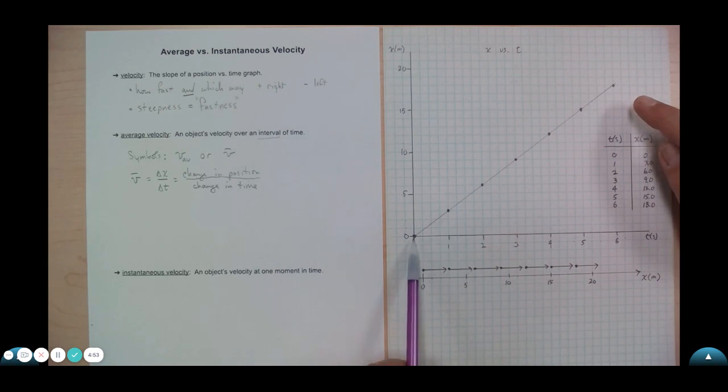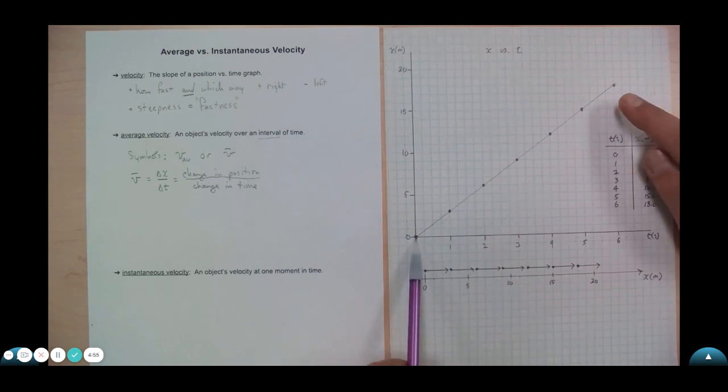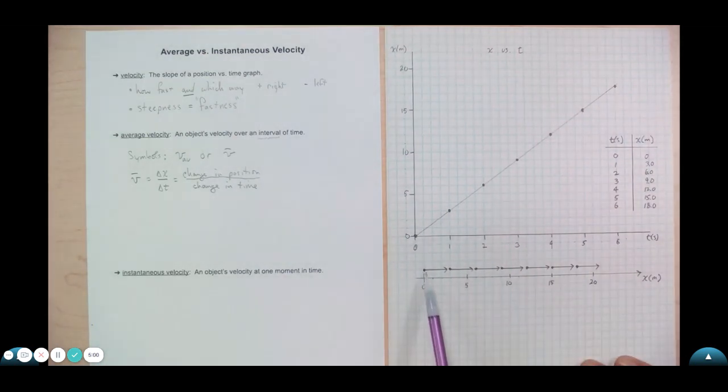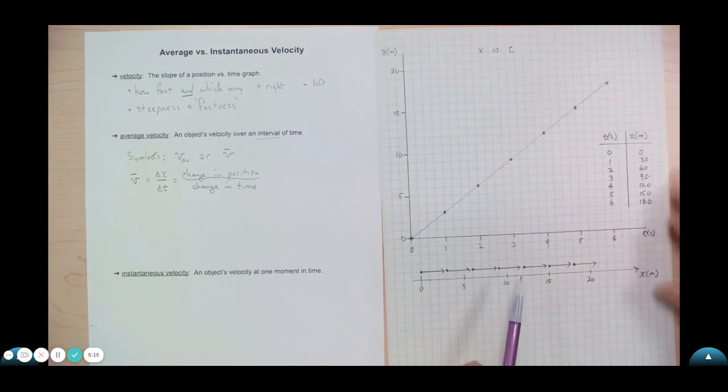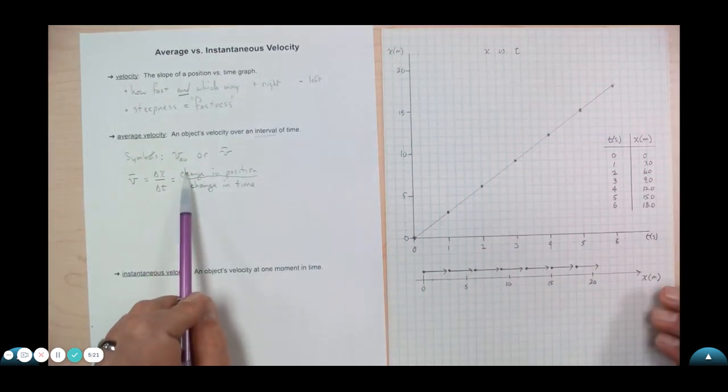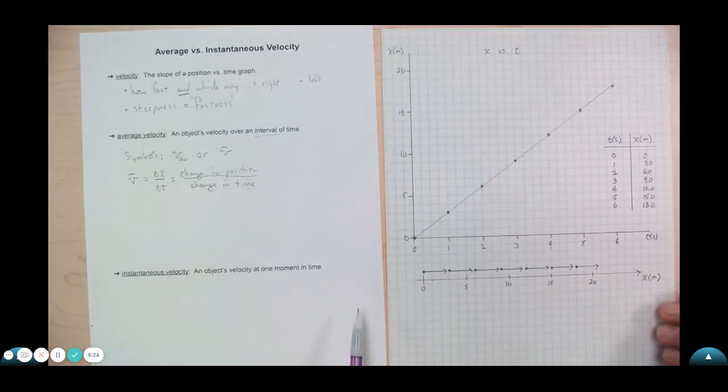Let's say that I wanted to find the average velocity of this object. This is just an object that's moving at a steady clip, maybe moving to the right. Maybe this is an air hockey puck, just drifting very steadily. I guess this would be a long table though, because this is like 20 meters. So let's say I wanted to find this thing's average velocity. I would have to find the change in position divided by the change in time.